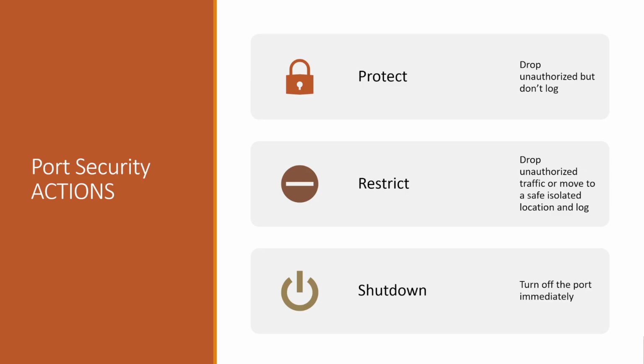Now there's a few different ways of doing port actions here. The first one would be protect, where the port will silently drop unauthorized traffic but not generate any logs. The next would be restrict, where the port drops unauthorized traffic but also generates logs. This way we can monitor. Or finally, we can shut down, where the port will be immediately disabled. The administrators must manually re-enable it. This is the most aggressive response and is often used in high security environments.